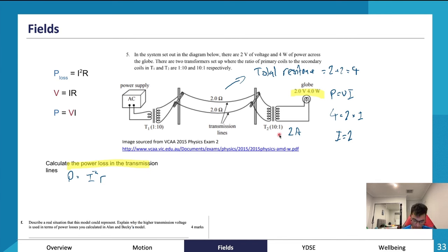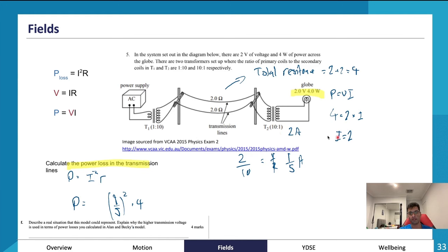So in a step down transformer, the current is going to be divided by a factor of 10, which gives us 1/5 amps in the transmission line. So the power loss is going to be 1/5 squared times resistance, which is 4. Whatever that is will be your power loss.